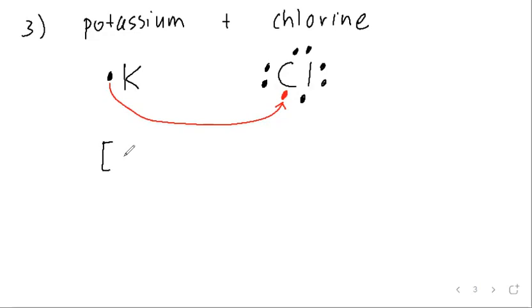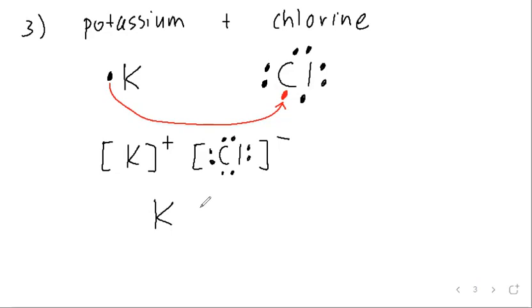We end up with K+, the potassium cation, and Cl-, the chlorine anion. And so the resulting chemical formula is therefore KCl. And this is the ionic compound formed between potassium and chlorine.